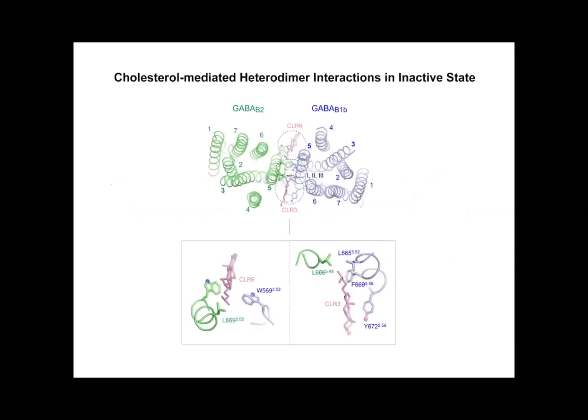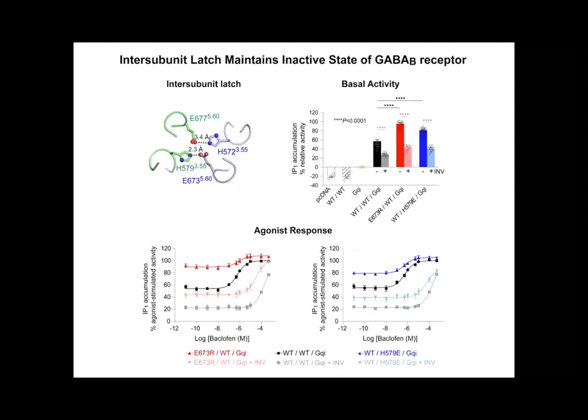In addition, the central layers of direct heterodimer contacts are flanked on each side by a cholesterol molecule. One mediates the interaction between TM5 helices of both subunits, while the other bridges TM3 of GABAB1 and TM5 of GABAB2. We hypothesized that the intersubunit latch is important for controlling the inactive state of GABAB receptor.